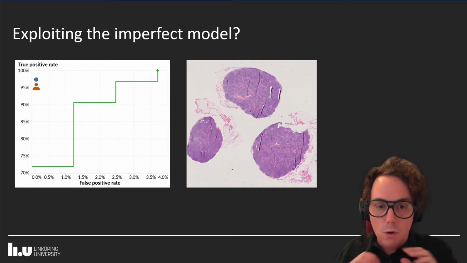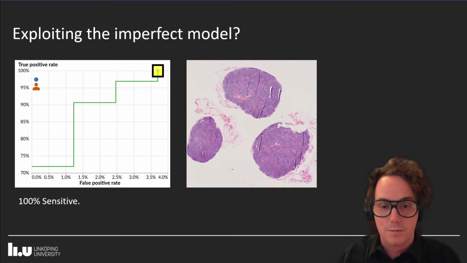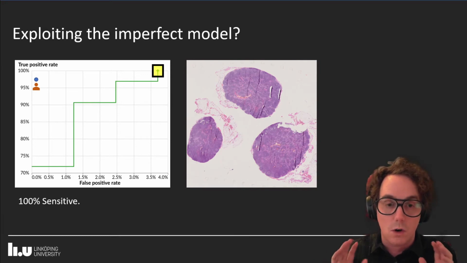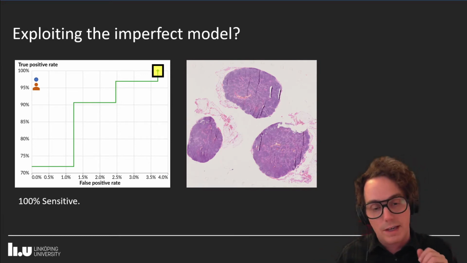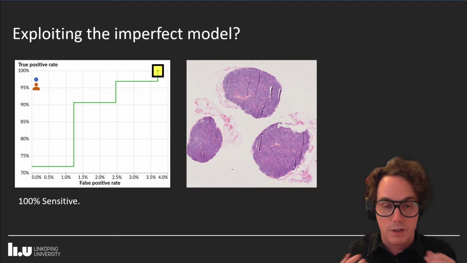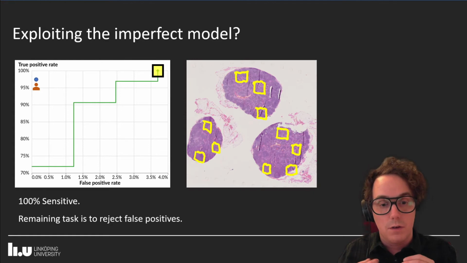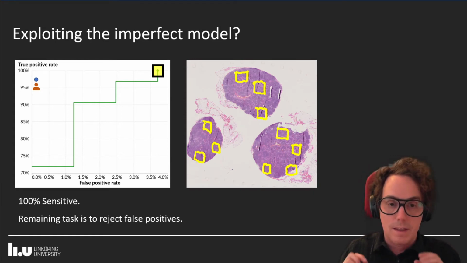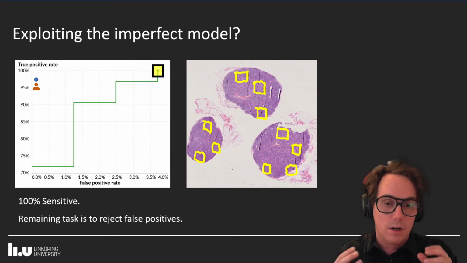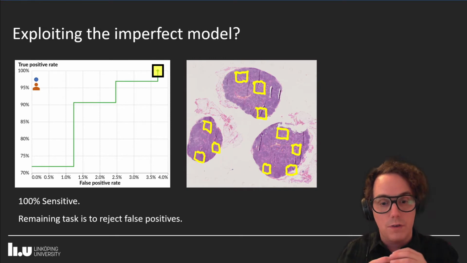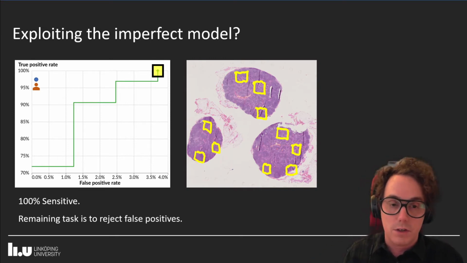Let me describe the overall strategy that we used. So when you have a binary model, you can decide whether you want to be specific or sensitive. We select the threshold in order to be 100% sensitive. This leaves a lot of work with rejecting false positives to the pathologist. The benefit is that when all regions have been rejected, you can conclude that the section is normal without doing that systematic search.